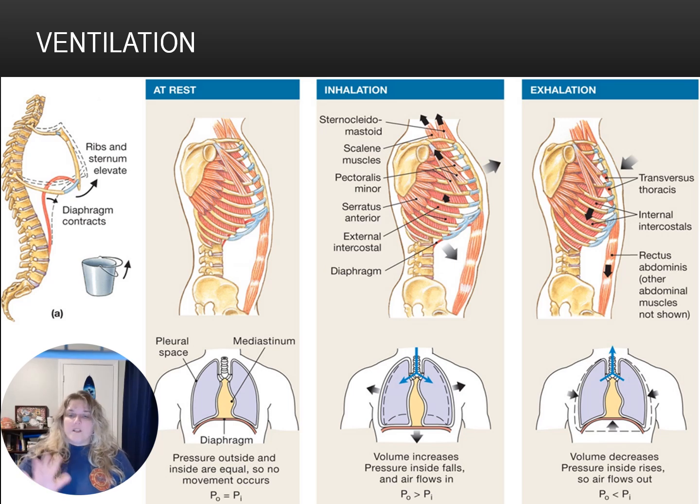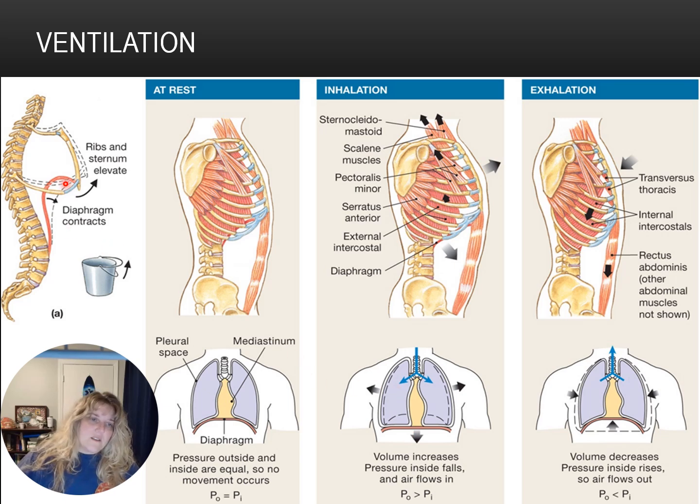And I really like this side view picture because I never understood how a diaphragm could work. Most pictures show it like this, where you've got this bell shape, and you're like, how can that contract and pull down? I don't understand how that can pull down. My brain just could not process that.